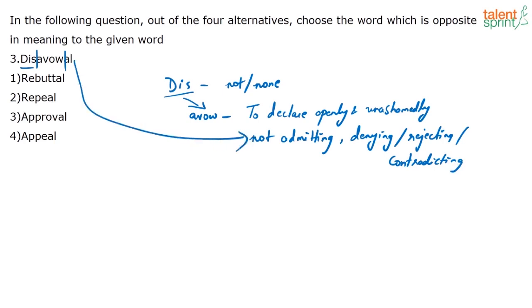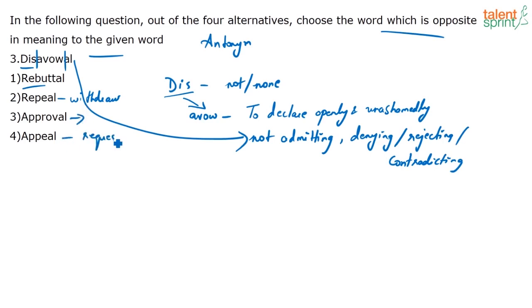If this is the meaning of disavowal, I again need an antonym, right? Rebuttal is like contradicting, right? So this is almost like a synonym. Repeal means to withdraw, to recall, right? It's an unrelated word here. Approval. Approval means you're agreeing to something. You're doing the same thing, right? I give my approval for so and so. You acknowledge that. So this can be our antonym from the given options.